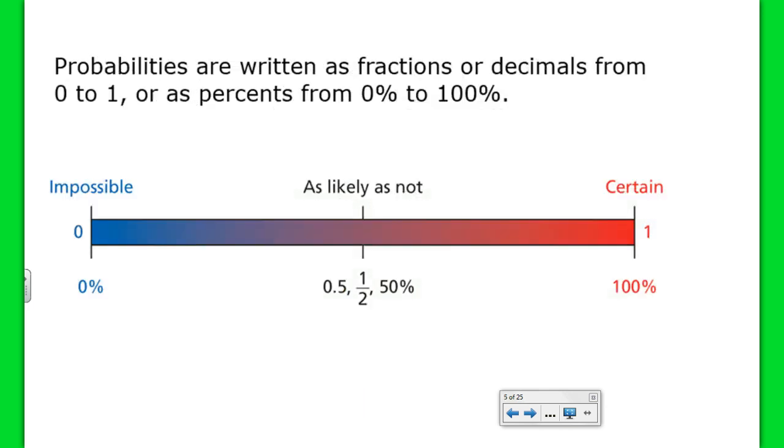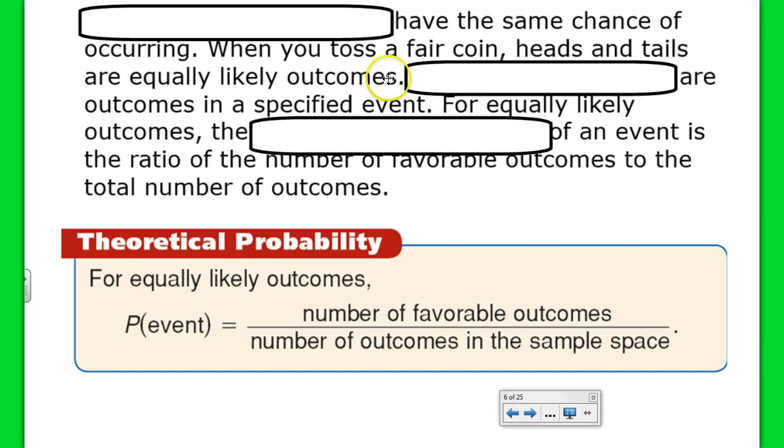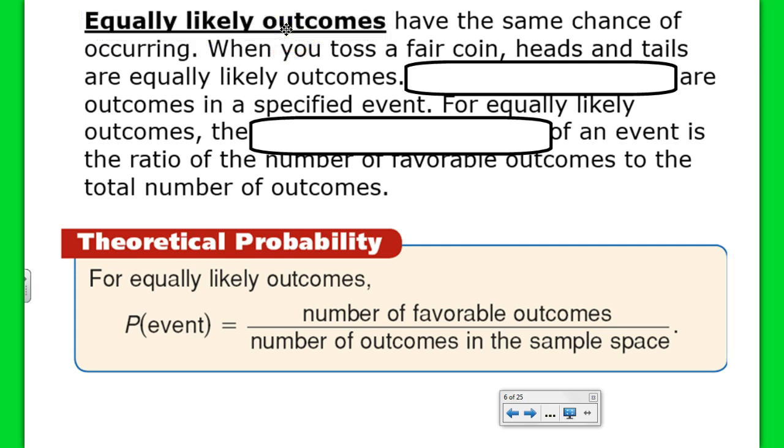And probabilities are written as fractions or decimals from 0 to 1, or even as percents. So let's say flip a coin. The probability is, on a fair coin, 50% that you'll get heads or tails, right? 1/2, or 0.5. When you have the same chance of an outcome occurring, we call that equally likely outcomes. So as I just said, when you toss a fair coin, heads and tails are equally likely outcomes.